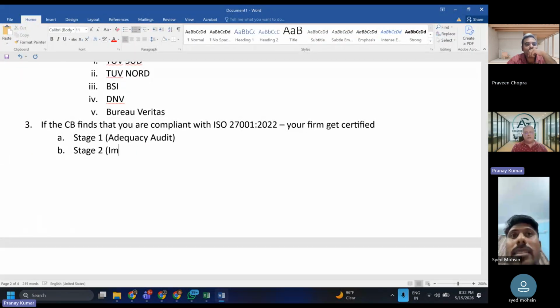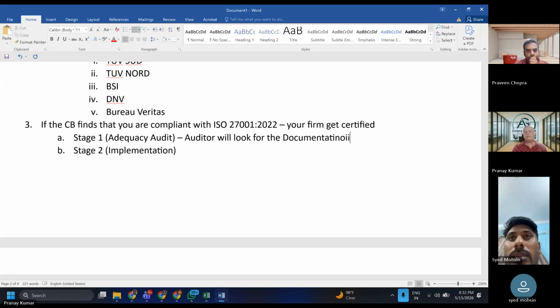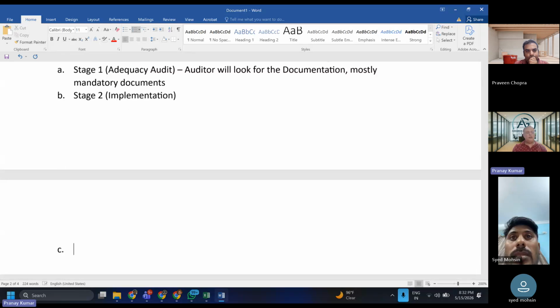So stage 1 is considered the adequacy audit. Stage 2 is considered the implementation audit. In stage 1, the auditor will look for the documentation, mostly the mandatory documents. In stage 2, he will check if all the processes are being followed.